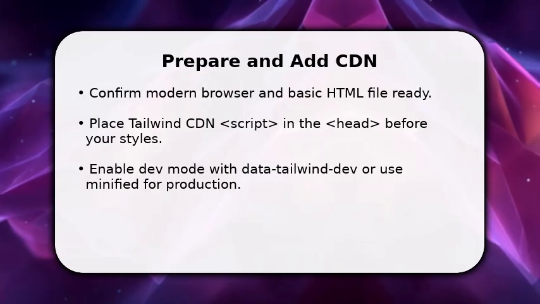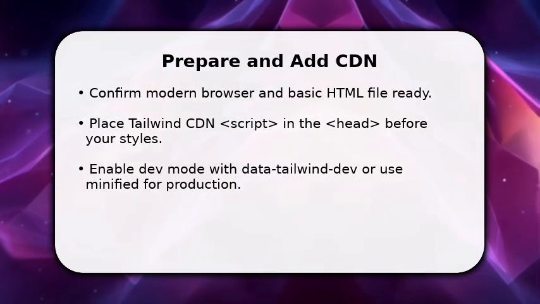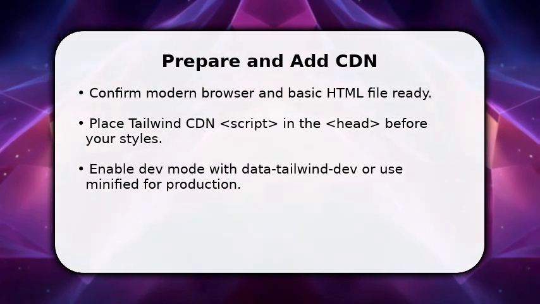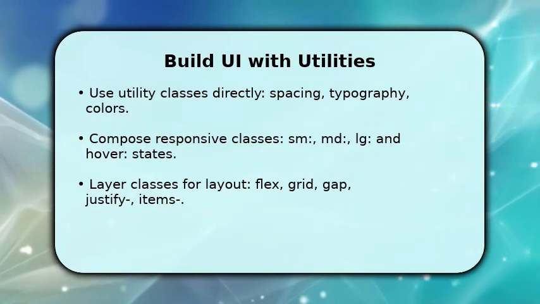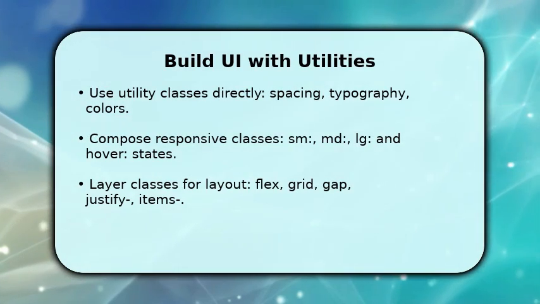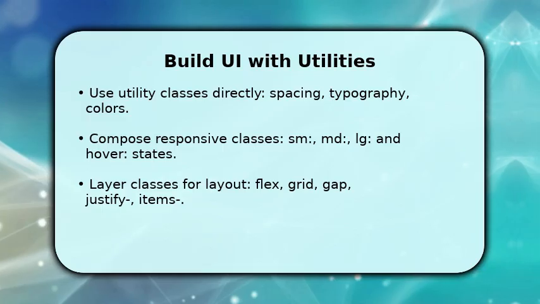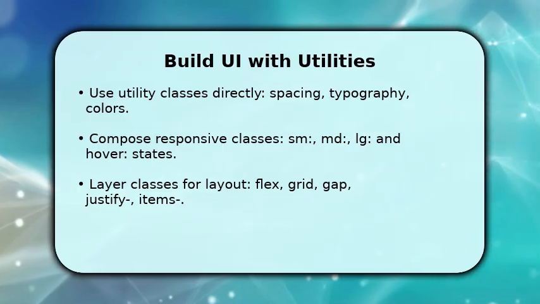Make sure to choose the development or minified CDN build, depending on whether you want debugging features or optimized performance. You now construct components by combining Tailwind utilities so you avoid custom CSS. Start with layout utilities like Flex or Grid and add spacing and typographic classes to shape content.